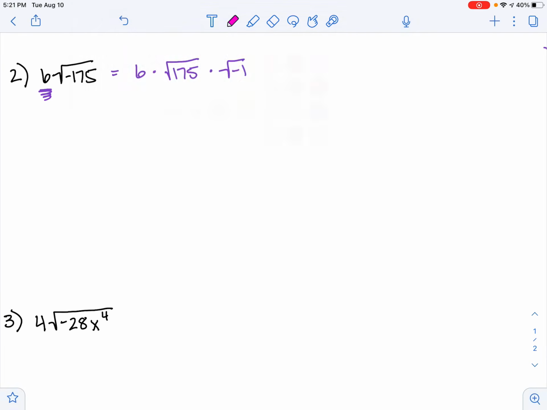From here, we want to simplify the square root of 175. To do that, I'm going to use the birthday cake method. The smallest prime number that goes into 175 is 5. 5 goes into 175 35 times.